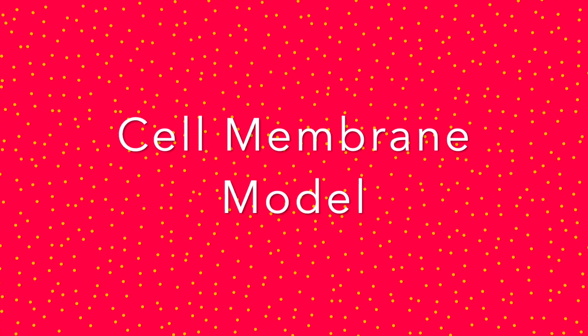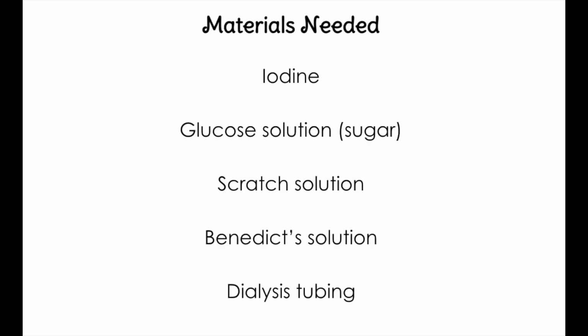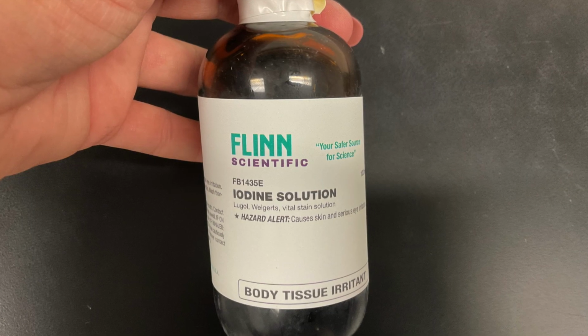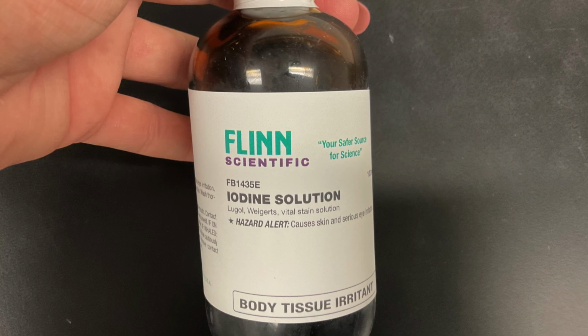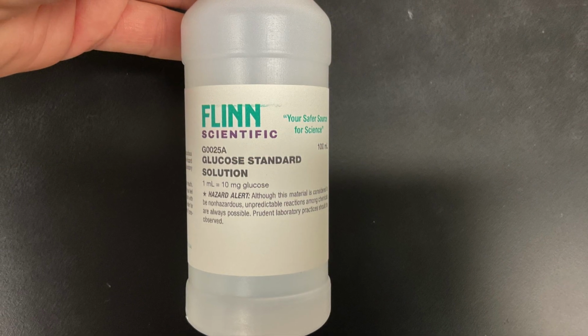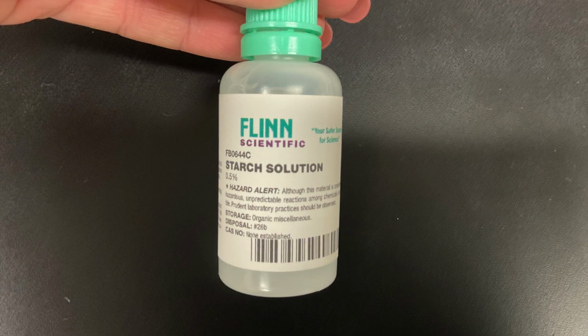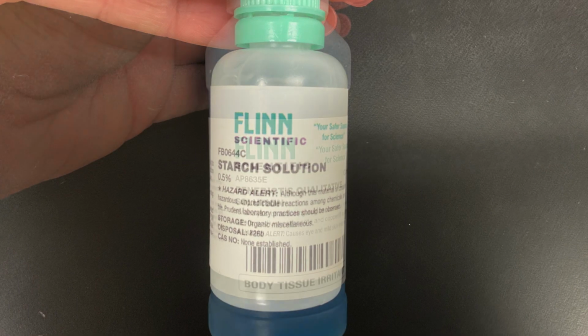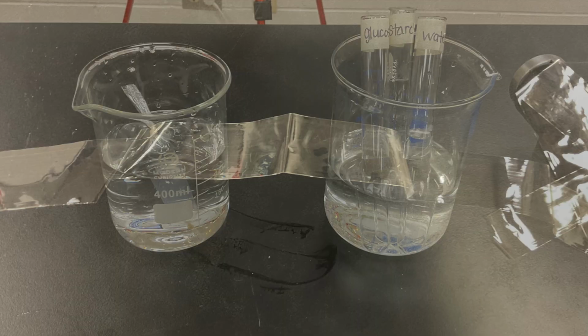It is a test that tells if something is present or there, but it does not tell how much of the substance there is. For this experiment, we'll need the following: iodine, which is a special liquid used to test for starch; glucose solution, a simple sugar dissolved in water; starch solution; Benedict's solution, which is a blue liquid used to test for glucose, sugar; and a dialysis tubing, which will act as a cell membrane.